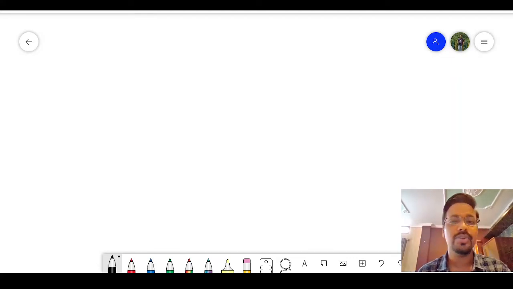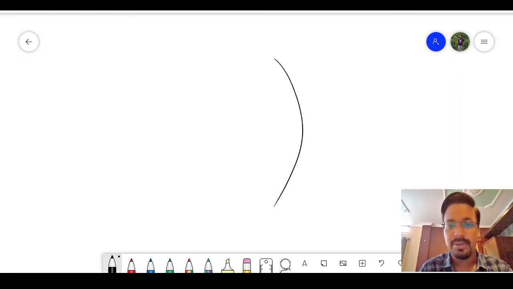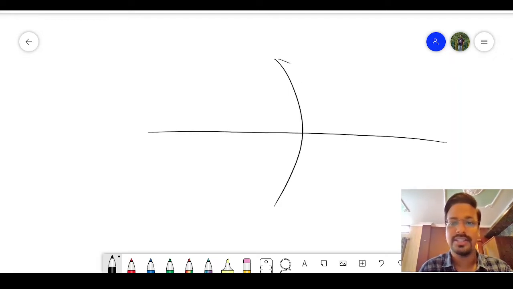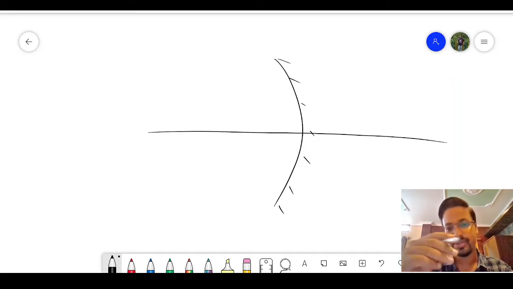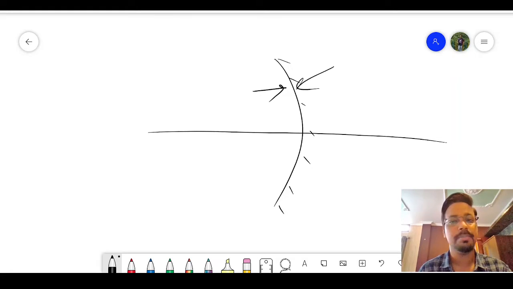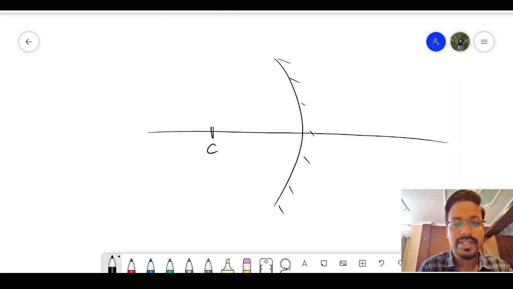So the first thing that we need to know are a few terms. So let's draw a very rough sketch. I'm going to draw here. Suppose this is the mirror and we have a principal axis. This is a line that goes through the middle of the mirror. The stripes I've drawn behind the mirror show that this part is the reflecting part and this is the painted part. Now we have 2 points here. One is mentioned as C, one is mentioned as F, and this point here is called P.